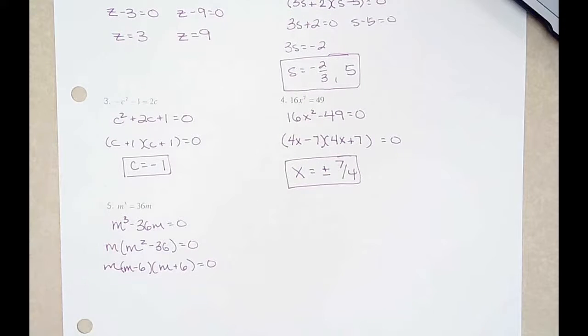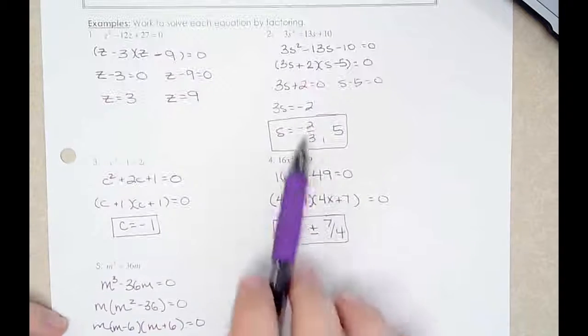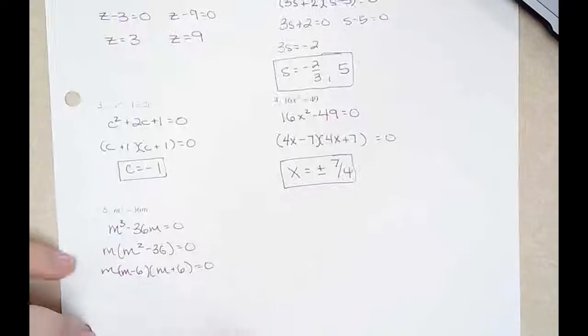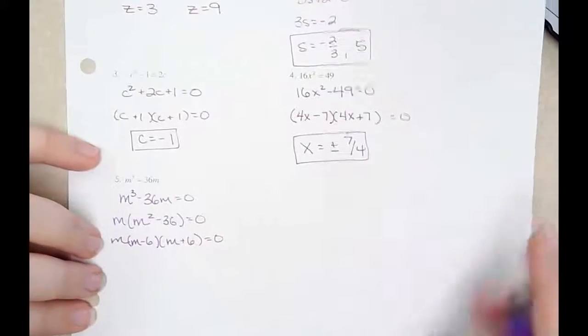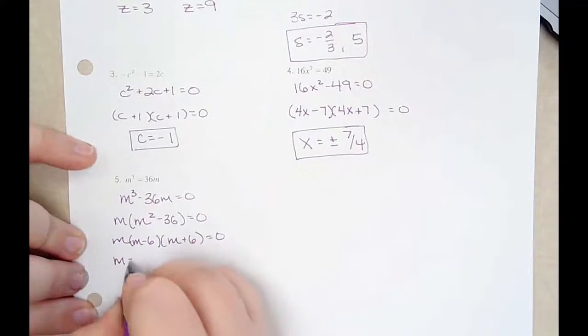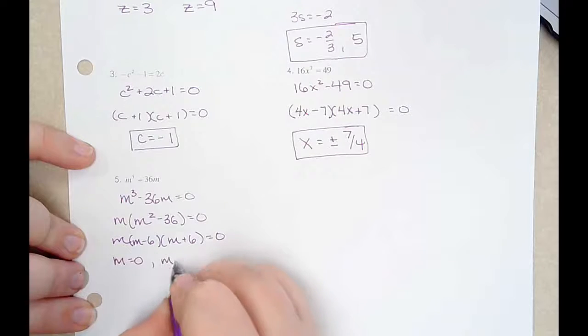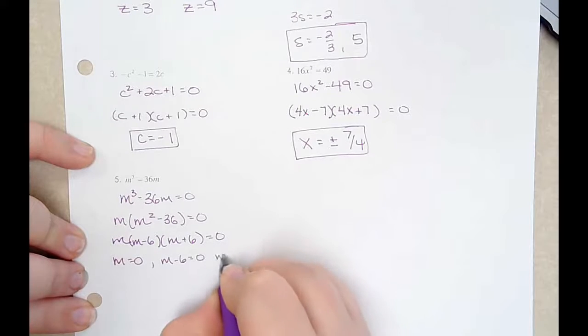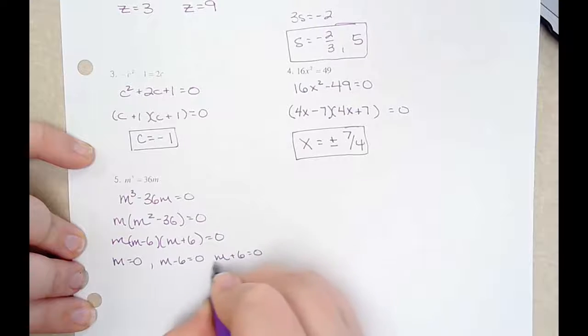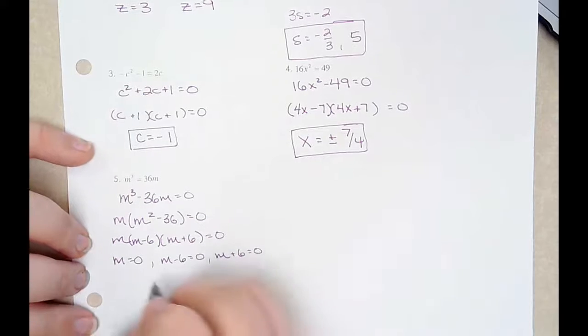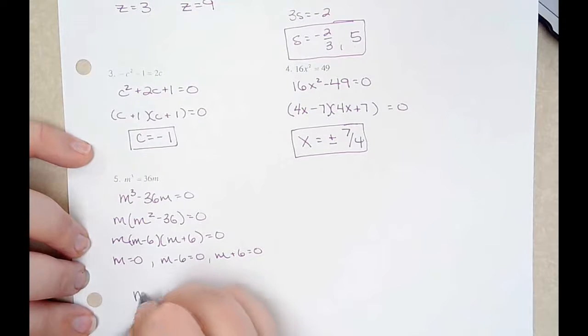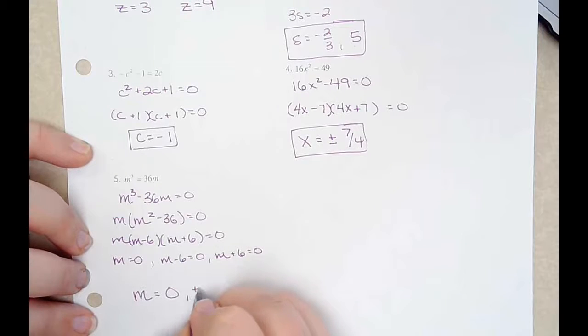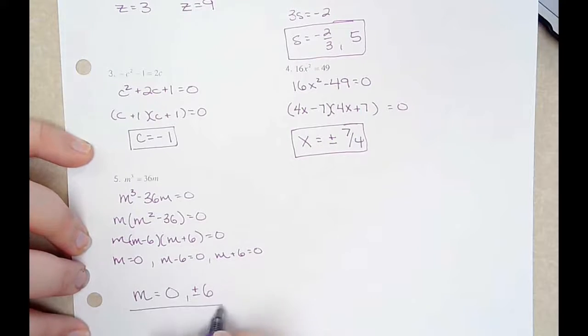And notice, zero product property doesn't just have to work with 2 factors like it did up here. It can also work with 3. So any of these 3 factors could be 0. So I have to say m could equal 0, m minus 6 could equal 0, or m plus 6 could equal 0. All of those are options, and I have to solve them all to see what my options are. So 0 is an option, and plus or minus 6 is an option.